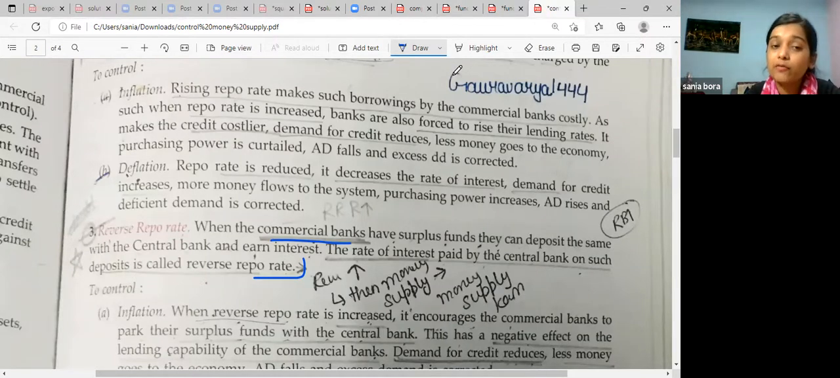the interest, right? When you deposit money, the central bank gives you interest. So this is reverse repo rate: when the commercial bank has surplus funds, they can deposit the same with the central bank and earn interest over it. Just a minute. No need to write it. We'll write it in the next class.